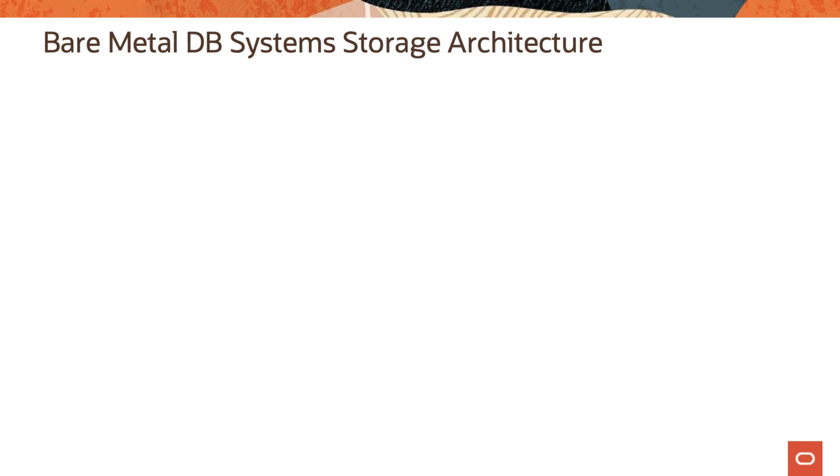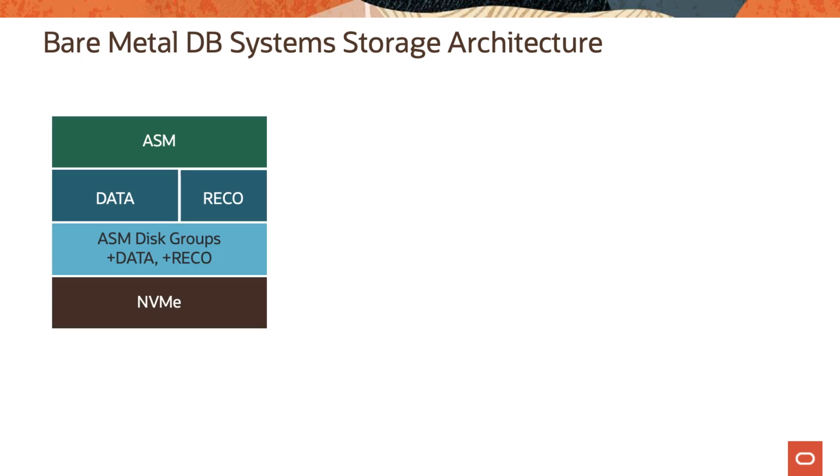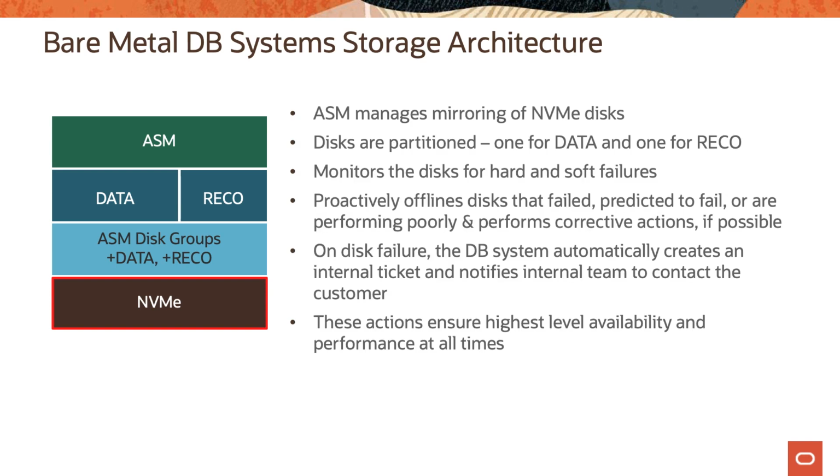Let us now look at the bare metal DB system's storage architecture. As I mentioned in the previous slide, the bare metal DB systems rely on locally attached NVMe SSD drives. So the ASM uses these drives to carve out the data and RECO disk groups. And ASM manages the mirroring of the NVMe disks.